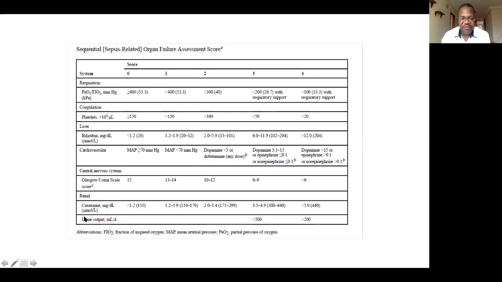And we have renal function that is measured by creatinine. So you will see that the creatinine level starts rising. And we have also the urine output that is also decreasing.